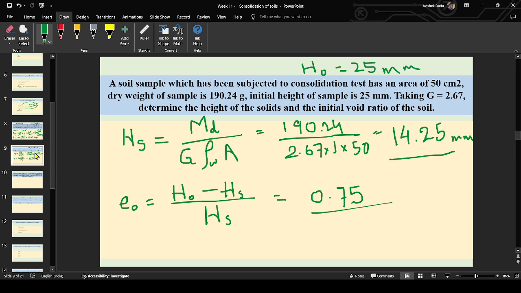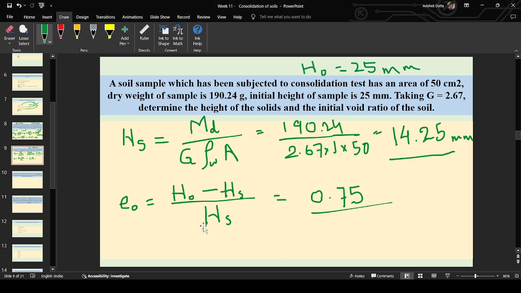Let me know if you're getting very close to that. Yes, very close to that, approximately 0.74 to 0.75. So this is the way you solve this using the height of the soil solids method to find out the initial void ratio of the soil sample. Okay.